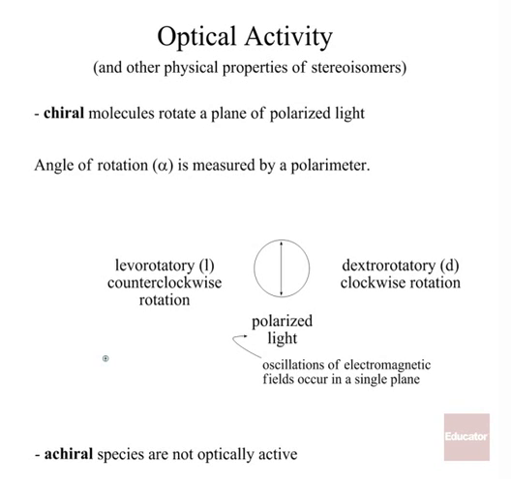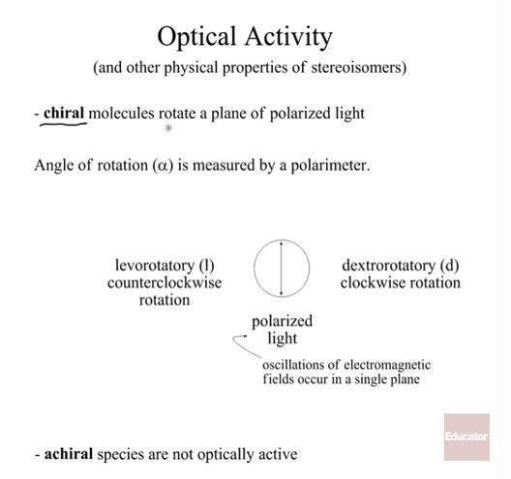Now, one more thing that we should talk about that's important for stereochemistry is the concept of optical activity. This is one of the physical properties that we can discuss for stereoisomers. And what's known is that chiral molecules, so again, molecules that do not have an internal plane of symmetry, rotate a plane of polarized light.